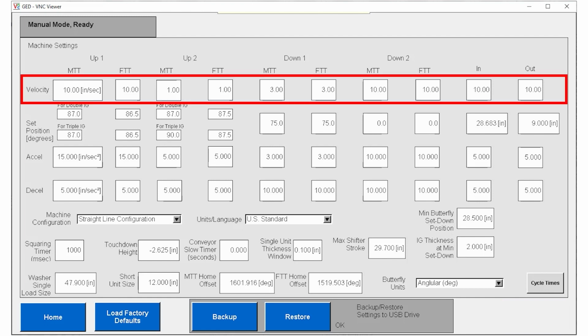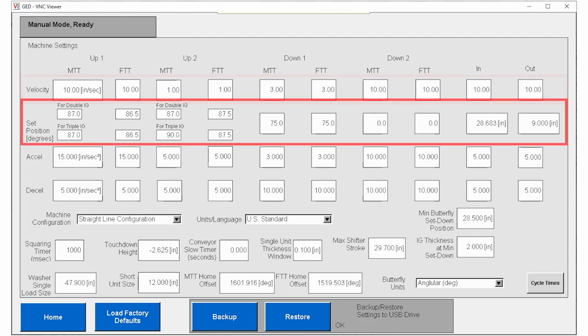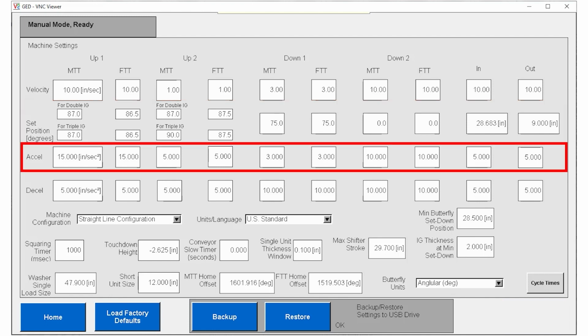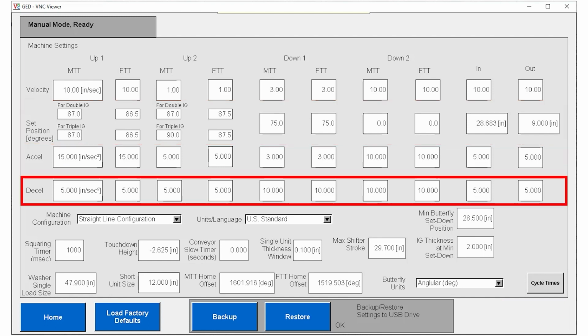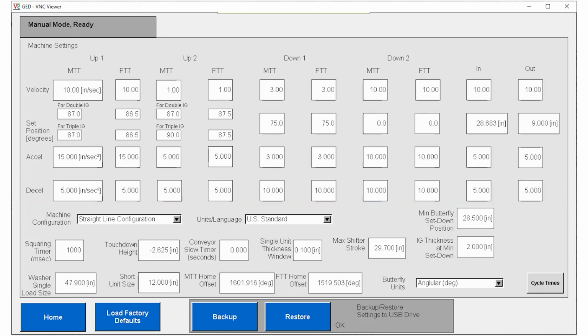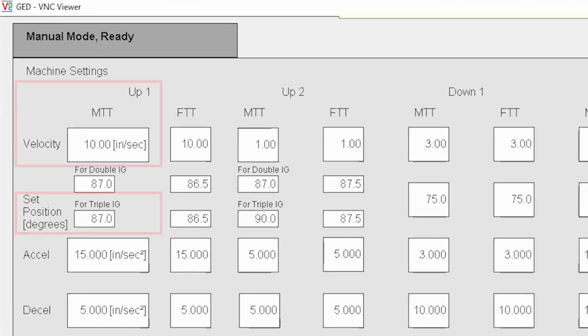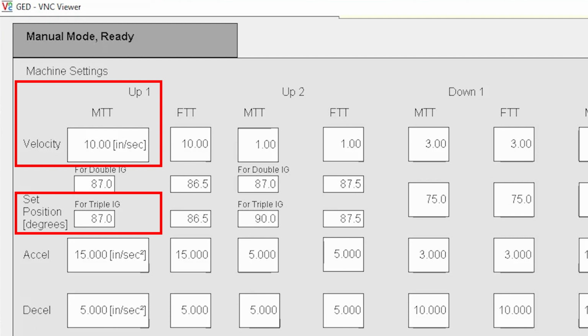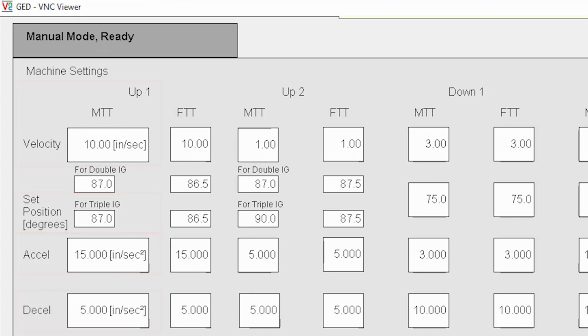There is the velocity of the move. There is the set position of the move, the acceleration used in the move, and the deceleration used in the move. The way this would read would be: move the moving tilt table up to 87 degrees at a velocity of 10 inches per second, accelerating at a rate of 15 inches per second squared, and decelerating to position at 5 inches per second squared.